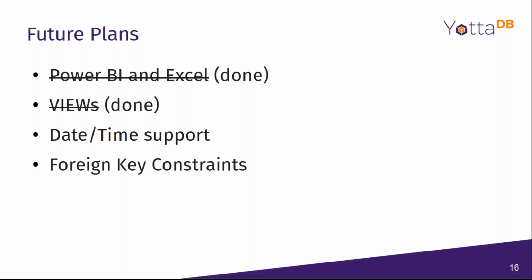Future plans. So you see the crossed off items. These are the items that are now done. And the two big things that we plan to work on over the next year are date/time support and foreign key constraints. And both of these are actually very big jobs. I actually think date and time is going to be a bigger job than foreign key constraints. I think foreign key constraints is a lot of code, but I don't think it's technically difficult. I think date and time is going to be difficult.